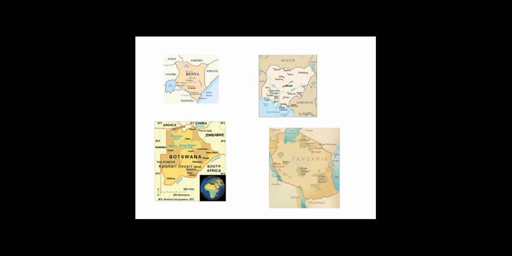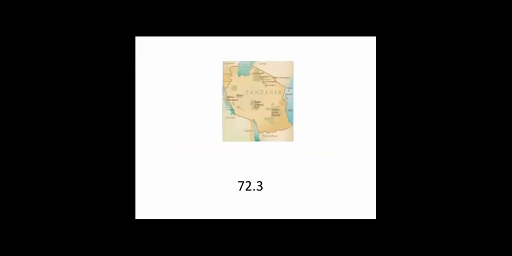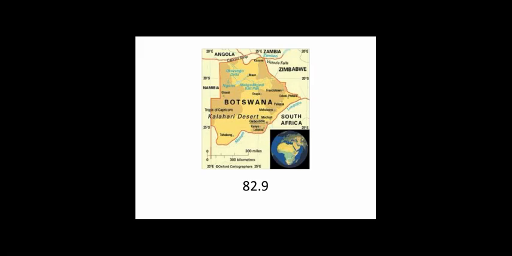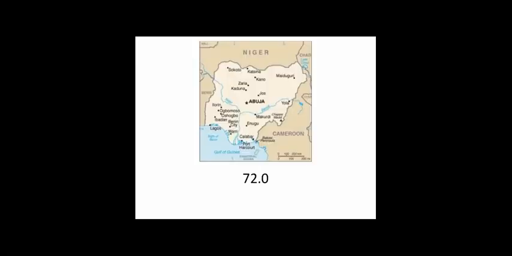Now let's suppose we're looking at literacy rates across the four countries. And this is real data taken from a 2008 UNDP survey. So Tanzania has a literacy rate of 72.3%, Botswana has a literacy rate of 82.9%, Kenya 73.6%, and Nigeria at 72.0%. So again, we can put them in a logical, hierarchical order, starting with Botswana as the highest literacy rate, then Kenya, then Tanzania, and then Nigeria bringing up the rear.